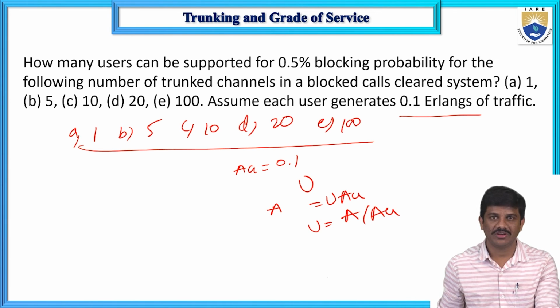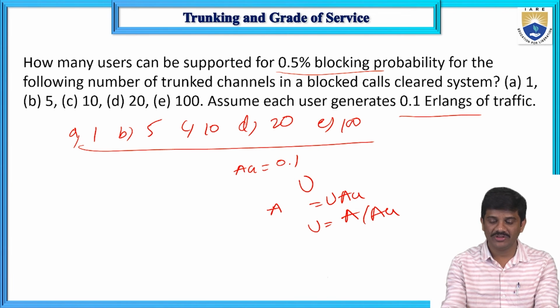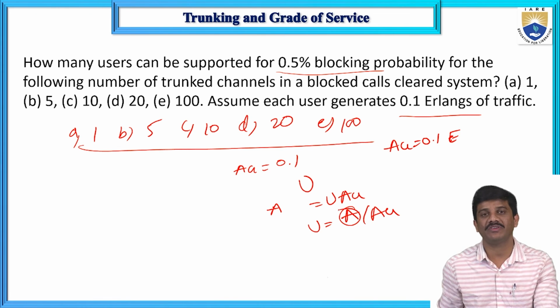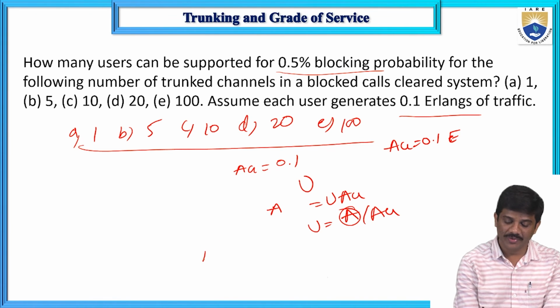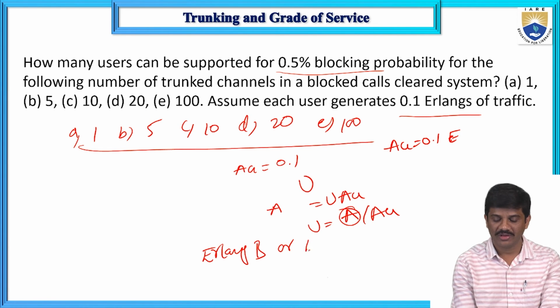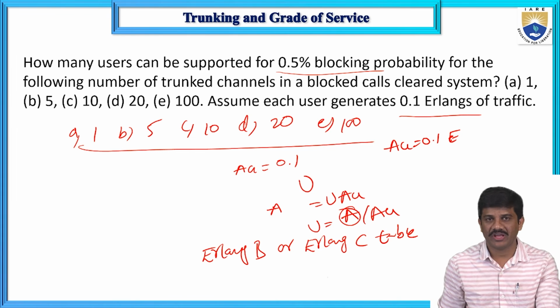Then let us see how we can find out the blocking probability, and also the A value. How can we find out the A value? Because AU is given as 0.1 Erlangs, from that we need the A value. We can find the A value from the Erlang B table or the Erlang C table.